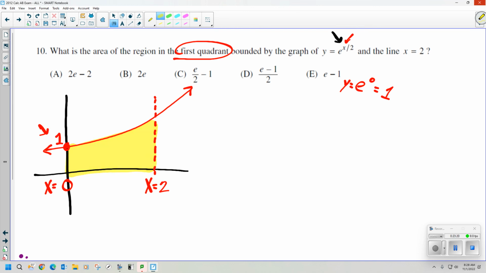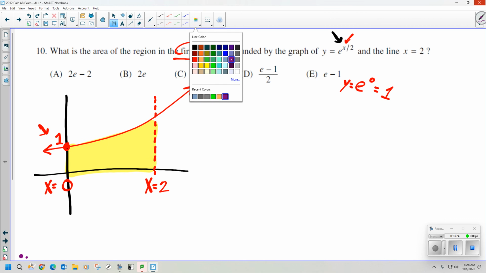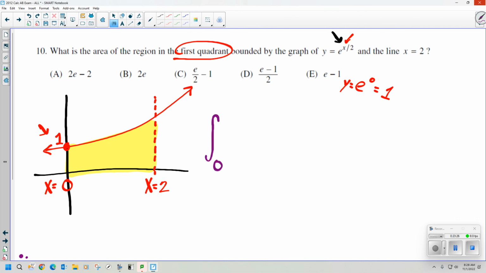If I want that area under the curve, I am definitely going to have to integrate from 0 to 2 my e raised to the x over 2. Please do not forget your dummy variable. Get into that habit. All right, so here we go.